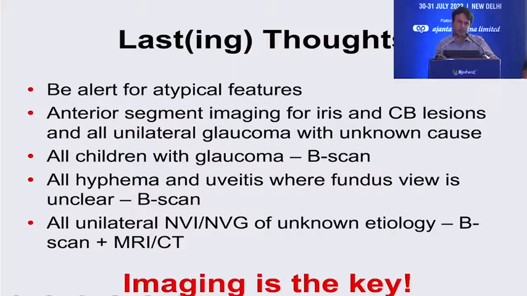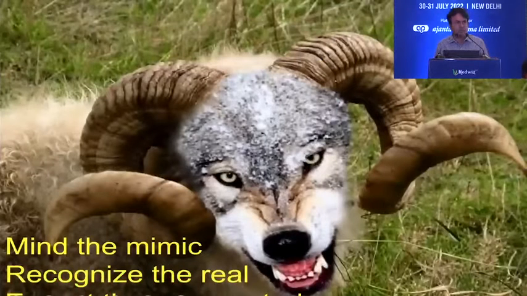if you're suspecting medulloepithelioma. All hyphema and uveitis where fundus view is unclear should have imaging. And all unilateral neovascularization of the iris and neovascular glaucoma where the etiology is unknown, they should also undergo imaging. So imaging is the key to diagnose an underlying tumor in the presence of glaucoma.